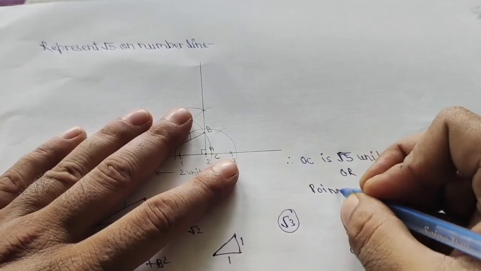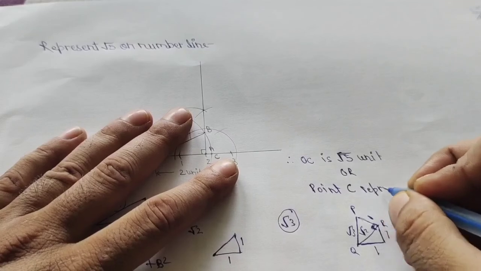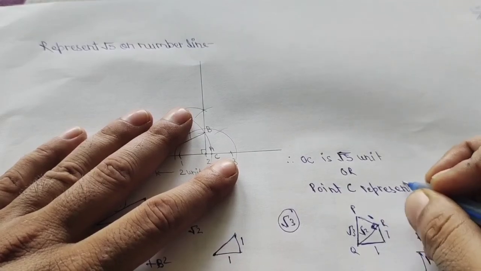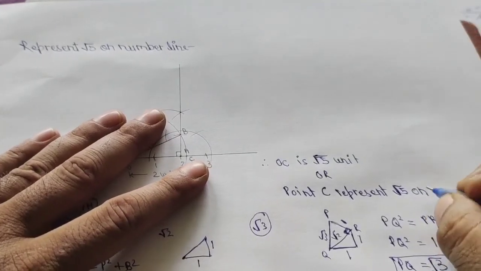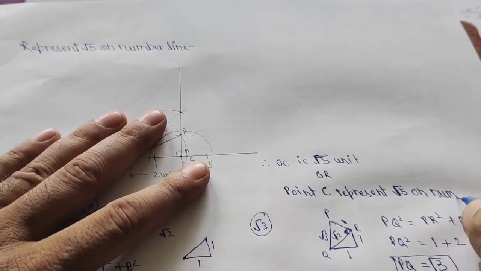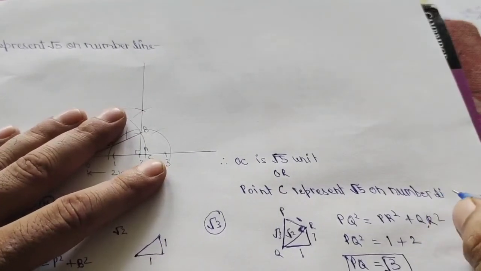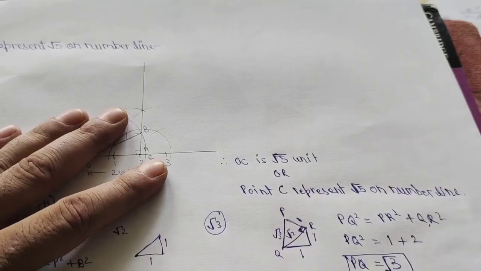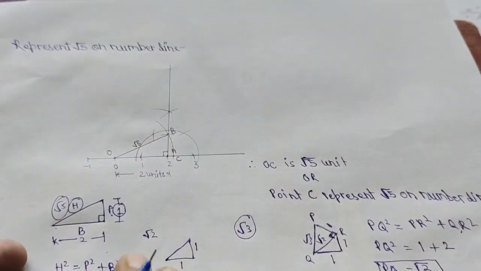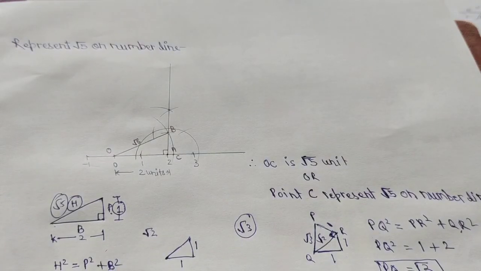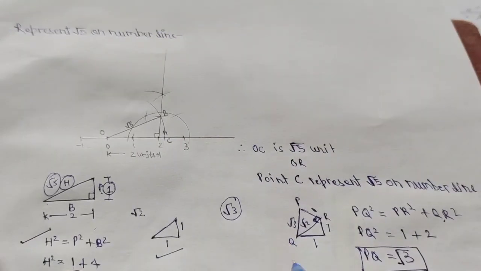Point C represents root 5 on the number line. If you want to prove it, we use the right angle triangle and the Pythagoras theorem, then you will prove it as we discussed here, here and here also.